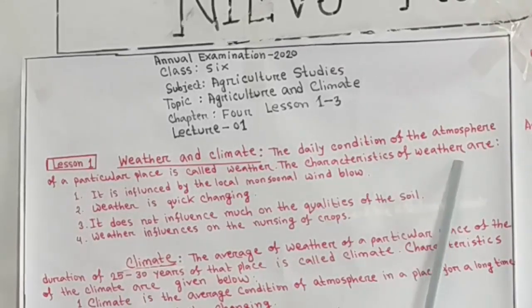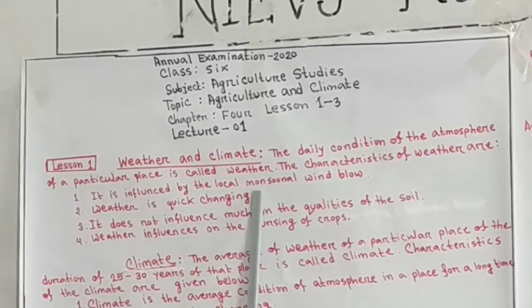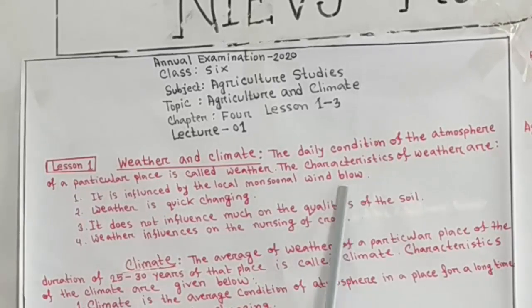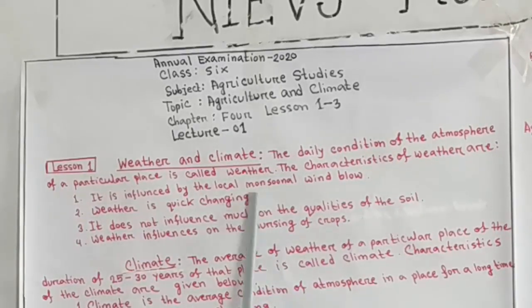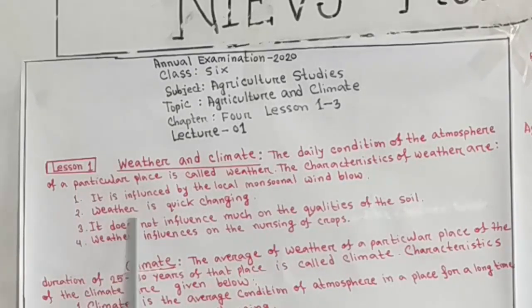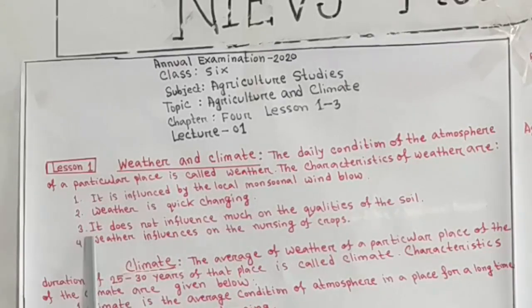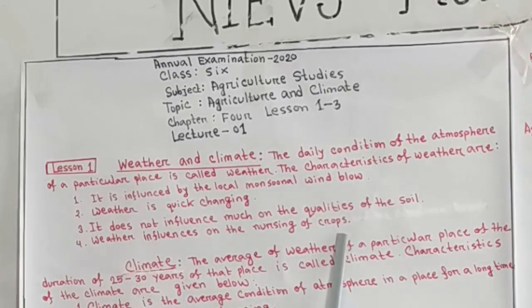Here are some characteristics of weather. The first characteristic is that weather is influenced by the local monsoonal wind flow. Next, weather is quickly changing. Number 3, it doesn't influence much on the quality of the soil. Another one, weather influences the nourishing of crops.